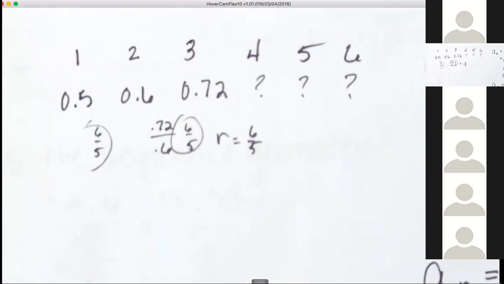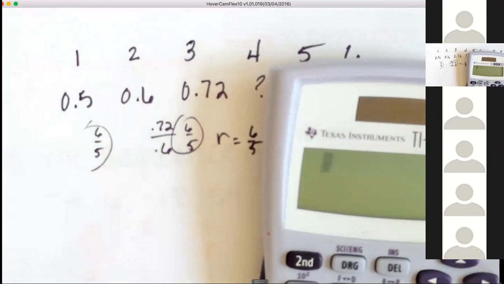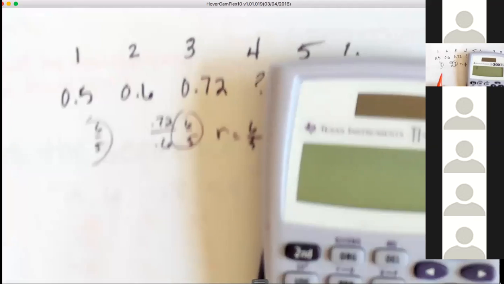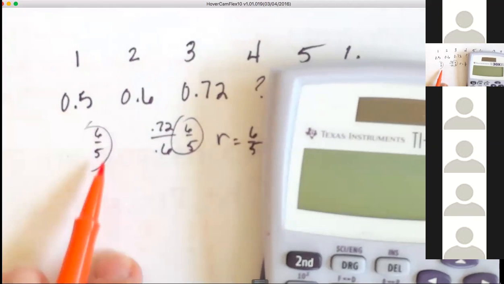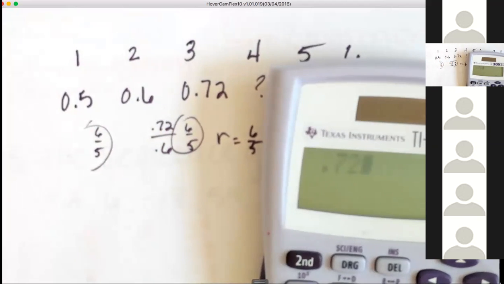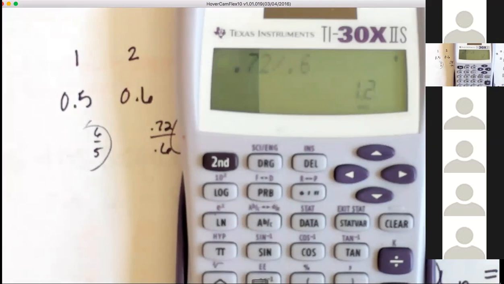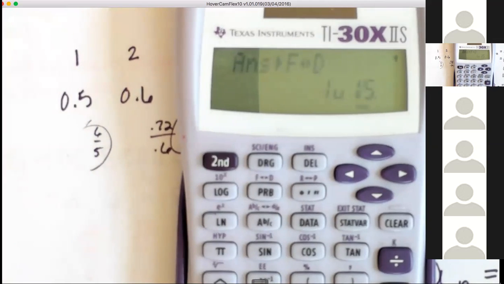Now, I get it. Maybe you are able to see that, but instead of worrying about dealing with fractions, I took the calculator and did, of course, the first one, 0.6 over 0.5, that was easy. But then when I did 0.72 divided by 0.6, it gives me 1.2. Well, if I have 1.2 and I just want to do this fast, I can go fraction to decimal and it'll change it into that 1 1/5.